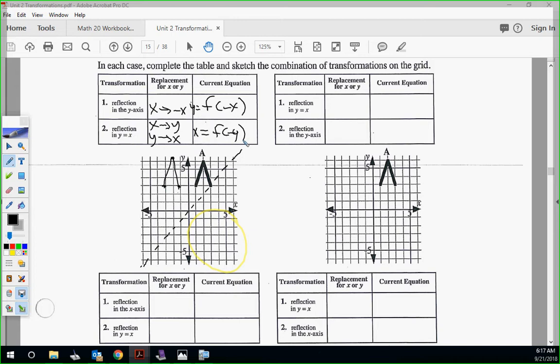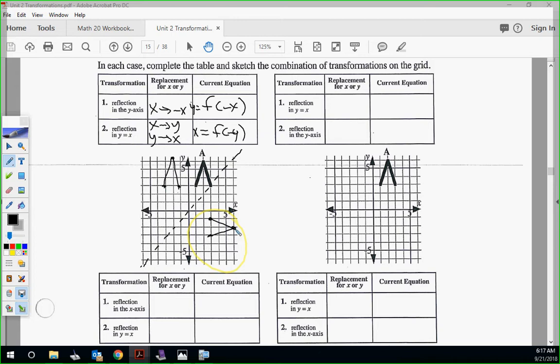I'll just do the points because we're not given the actual equation. It's negative 1, 3, so I want 3, negative 1. Then negative 3, 3, so that's right here. And then it's negative 2, 6, so I want 6, negative 2, so it's right here. So this is where it's going to be.